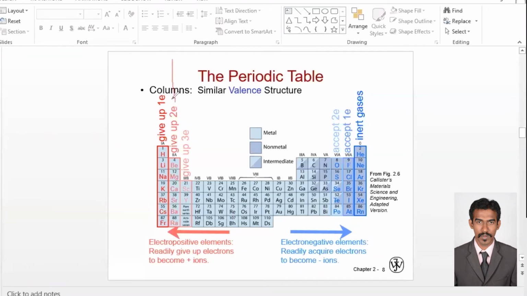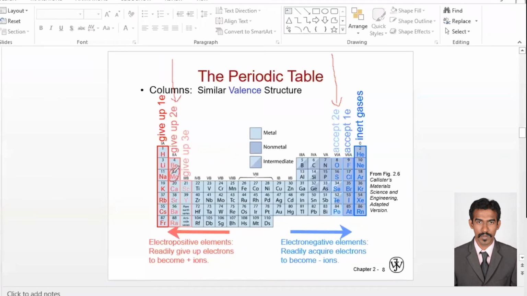This is our second column, and this is our sixth, or rather the third last column, right? So if you see here what is written, give up 2 electrons. So this will give away 2 electrons. If I take magnesium, I will take an example of magnesium.